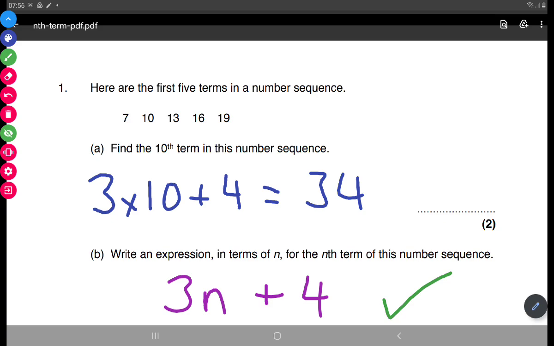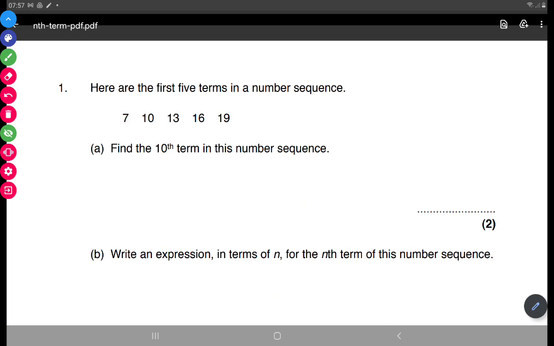Okay? Now, I have just got 2 marks for that because I'm clever. I'm not really. I don't know how to work this machine. Where are we? Right, let's get rid of everything.